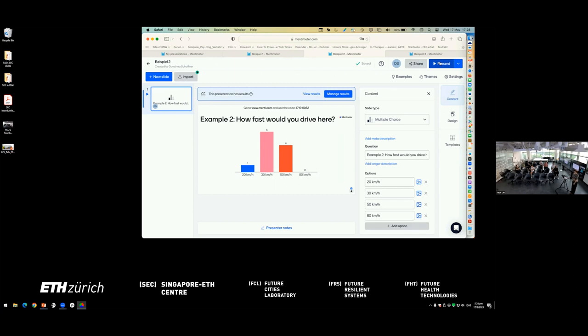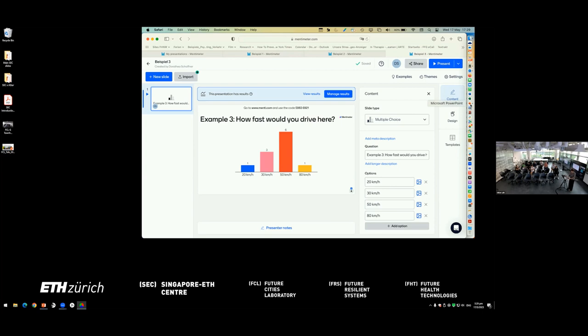So here we have more diversity. Although the same amount of people go for 30 kilometers per hour, some people would even go lower. And remember, it's the one with the parking lots on the side. And some of you would also go as fast as 50. And here, the third option, together with the cyclists. Here we have one person who would go 80 kilometers per hour, so really faster. And the majority would think this is a road where the speed limit is 50 kilometers per hour.